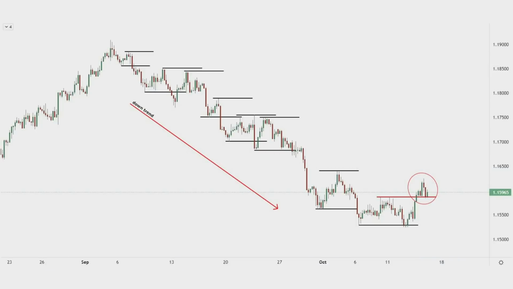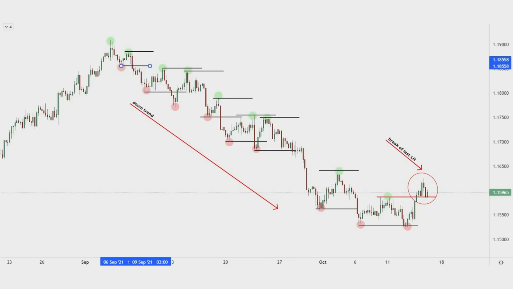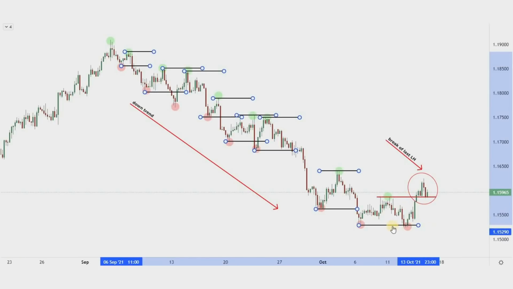We noticed a break of structure, a break of the last lower high. As we had mentioned in previous videos, it's based on the Dow theory of trend change.